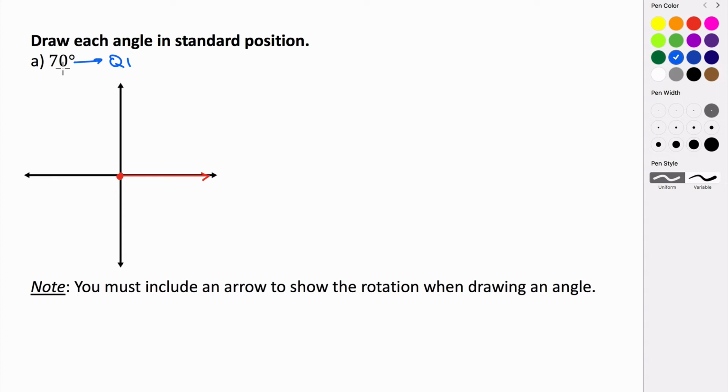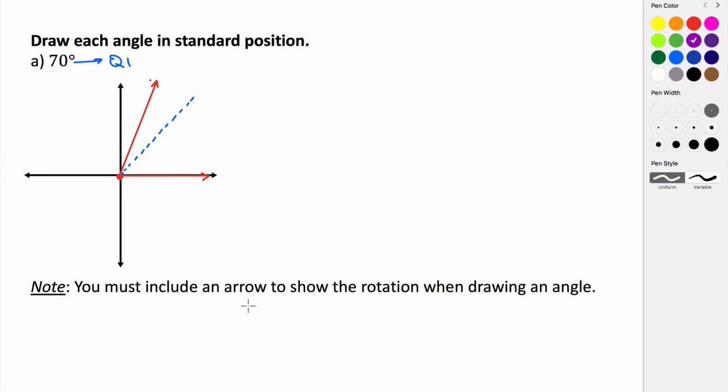But where do we draw it? So we want to be somewhat accurate. We're not going to be perfectly accurate because we aren't using a protractor, but we know that 70 degrees is greater than 45. 45 is the midway mark in our first quadrant. So we know that it's greater than 45, and we know that it's greater by 25 degrees, so by quite a bit. So that means that 70 degrees will probably be somewhere around here. So this is a 70 degree angle.